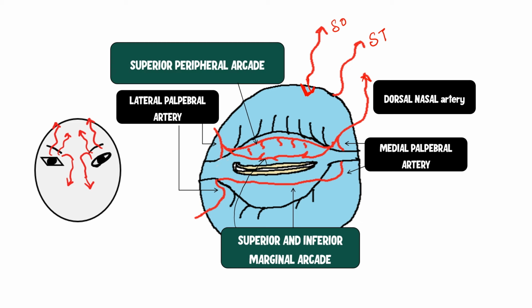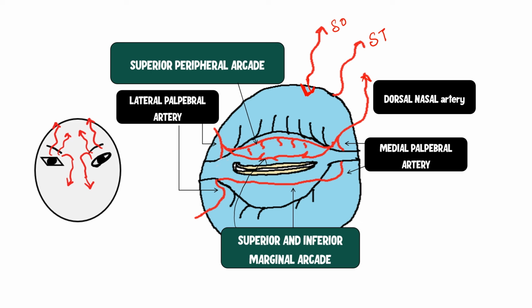In addition to that, we also have a peripheral arcade which is basically going to supply the fornix area of the eyelid, and that is called the superior peripheral arcade. Okay, so with this we have summarized the blood supply of the eyelids as well, that we have these arcades.